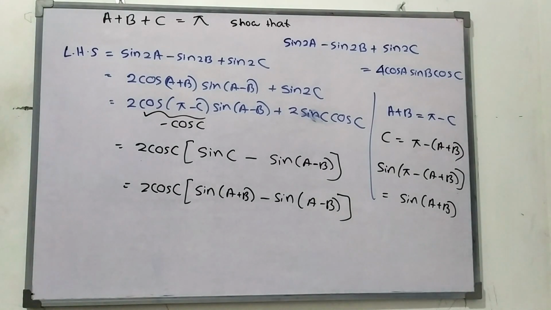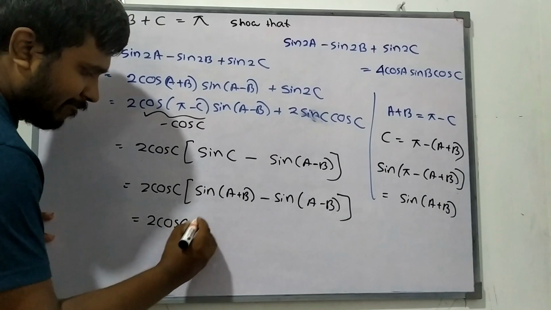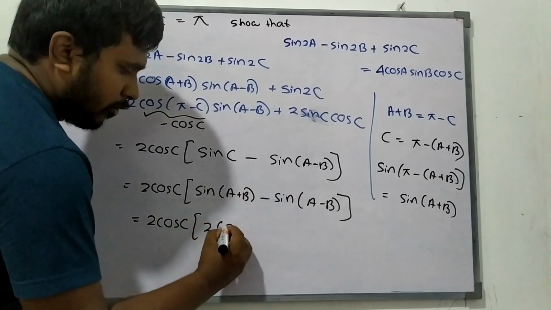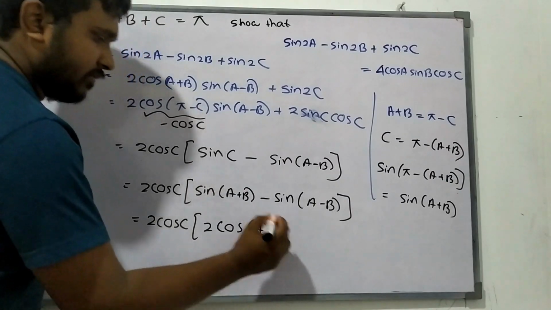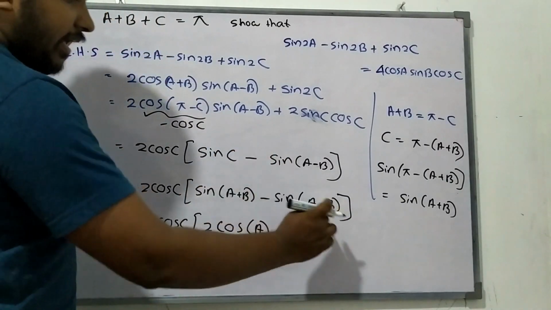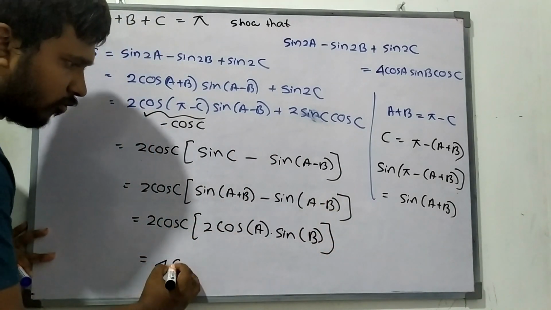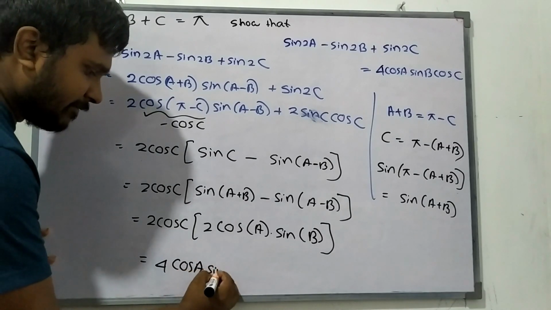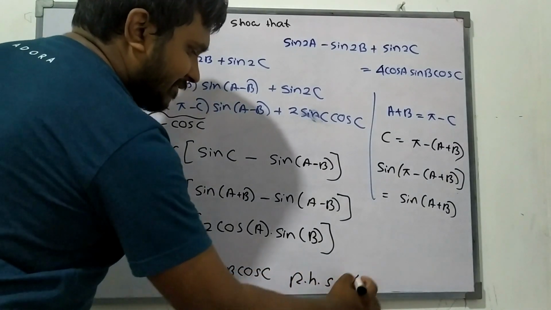Now use C minus D again to these two. 2 cos, addition: b cancels, 2a divided by 2 is a. Sine, subtraction: this minus means a cancelled and 2b divided by 2 is b. Then 4 cos a sine b cos c, the right hand side.